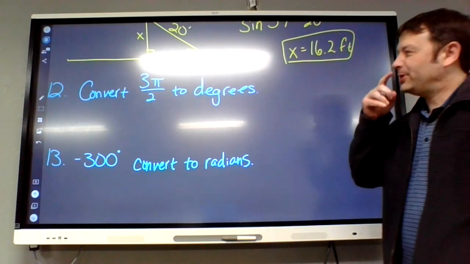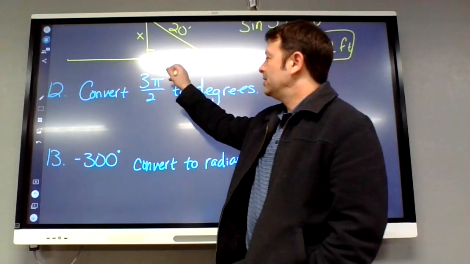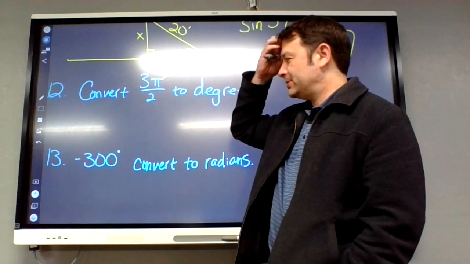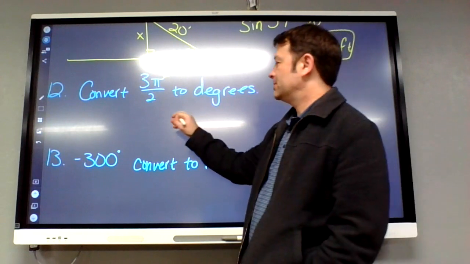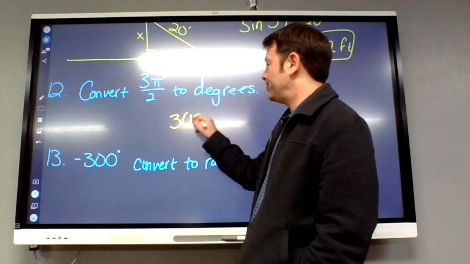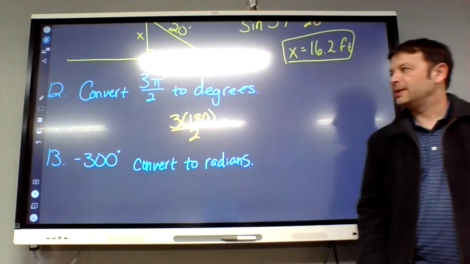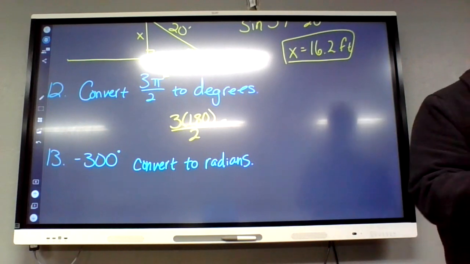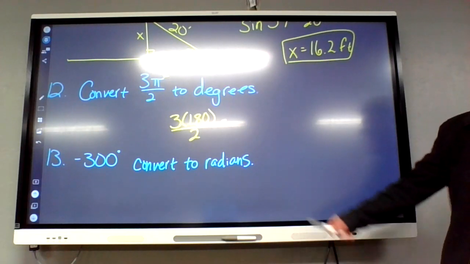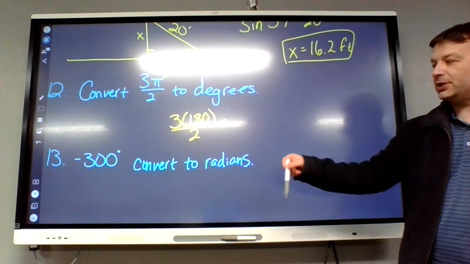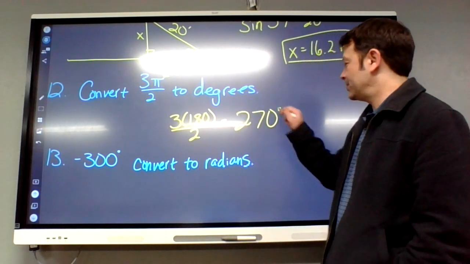How do we convert radians to degrees? Pi over 180. Wait, no, that's the other way. Pi radians is worth 180 degrees, so you can just swap out the pi with 180 degrees. You could also use 180 over pi, but that's a little more confusing. Anyway, it comes out as 270 degrees.